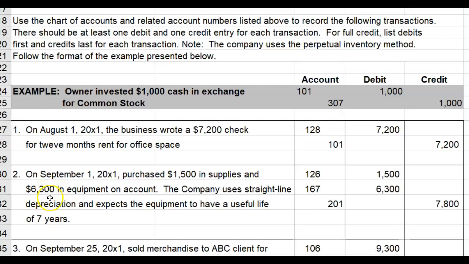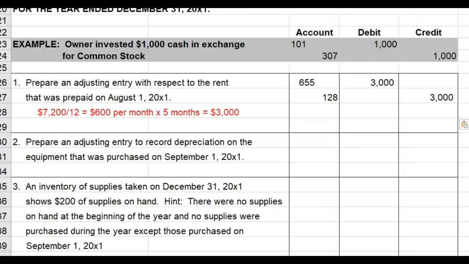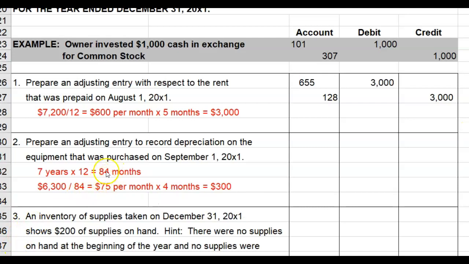But we also purchased $6,300 in equipment, and it says the company uses the straight line depreciation method and expects the equipment to have a useful life of 7 years. Now we have the information we need to calculate depreciation. There are 84 months in a 7-year period. That's calculated as 7 years times 12 months per year, 84 months.